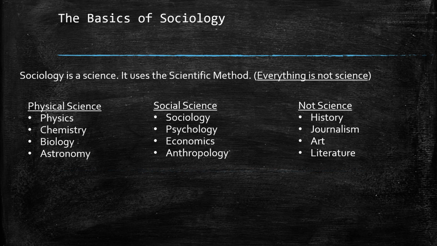So sociology is a science, and as such, it uses the scientific method. This might not be something you know because Soc 101 is not required for this course. When we think of science, we often think of the physical sciences, things like physics, chemistry, biology, astronomy. Those are the things that people think of as, quote, real science, right? But social sciences are also sciences. This includes sociology, psychology, economics, anthropology. Those are not the natural sciences, but we still use the scientific method.